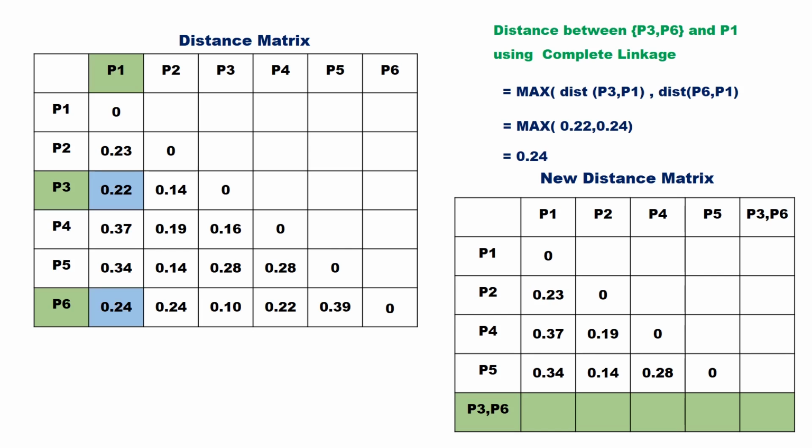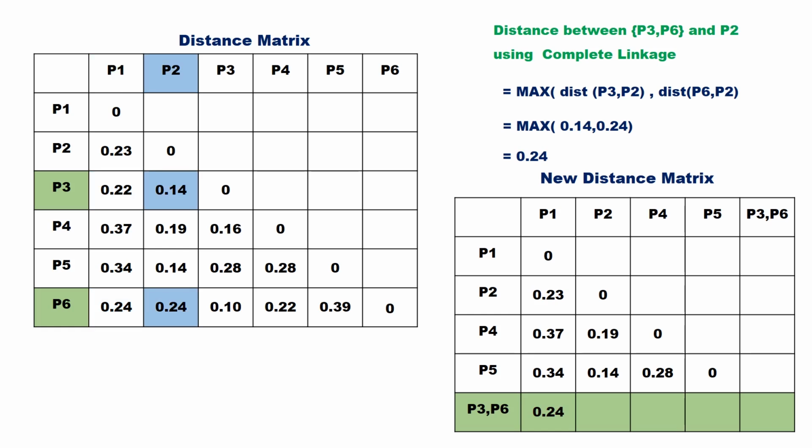Let us compute the distance between P3, P6 and P1. Find the maximum of the distance between P3, P1 and the distance between P6, P1. The distance between P3, P1 is 0.22 and the distance between P6, P1 is 0.24. The maximum value is 0.24. Add this value to the matrix. That means the distance between P3, P6 and P1 is 0.24 using complete linkage.